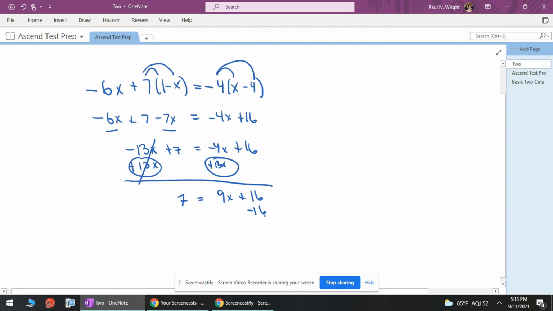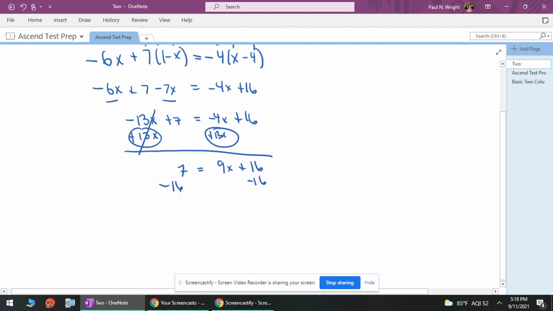I'm going to subtract 16 from both sides because I want to get all my variables on one side, which I have because I have my 9x. I'm going to subtract 16 to get my numbers over to the other side with 7. 7 minus 16 is going to give me negative 9 equals 9x. I'm going to divide both sides by 9, and x is going to equal negative 1.